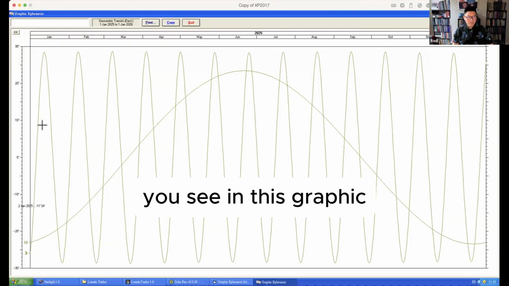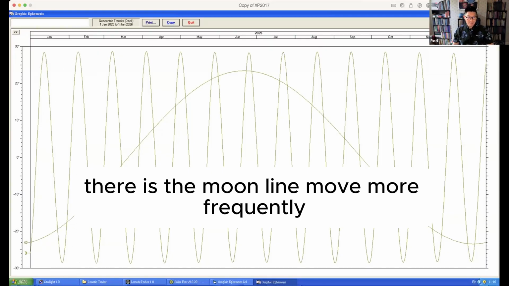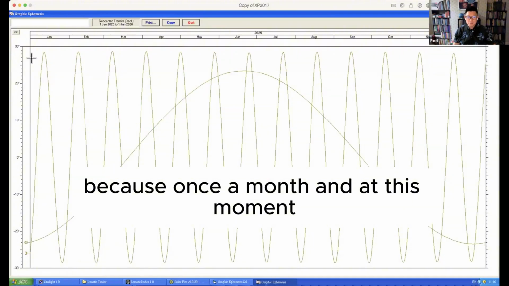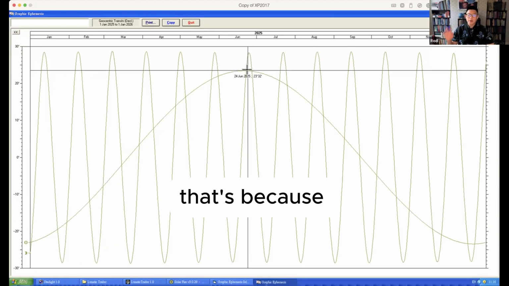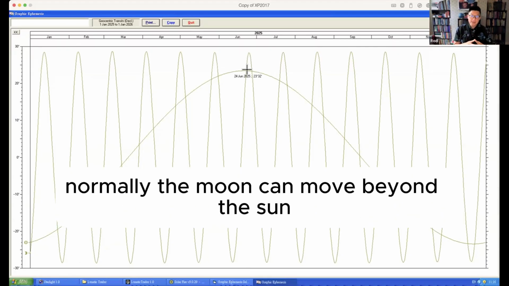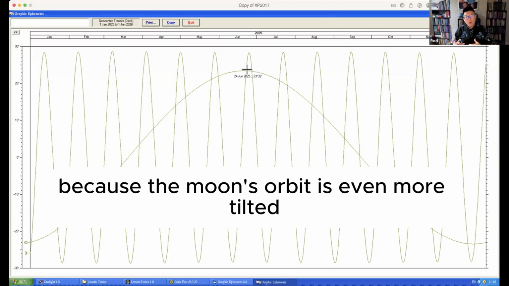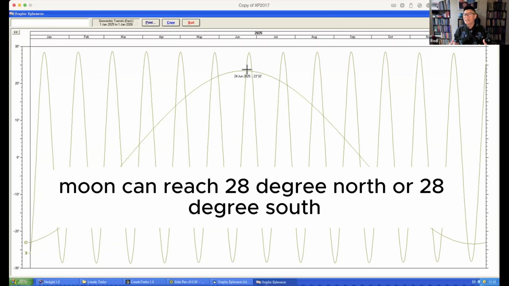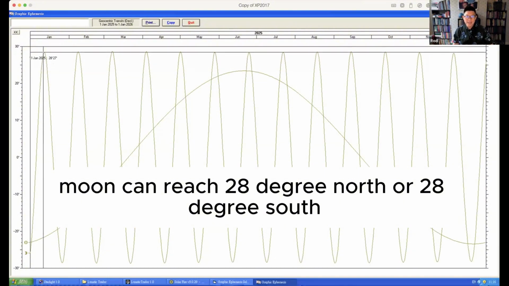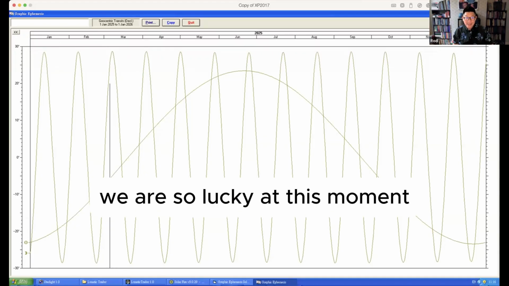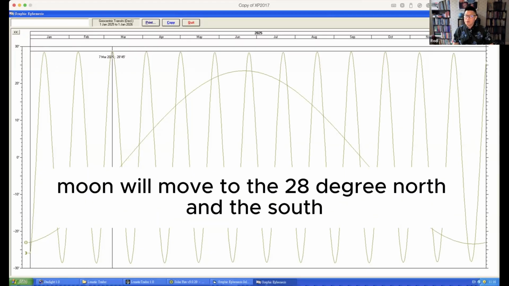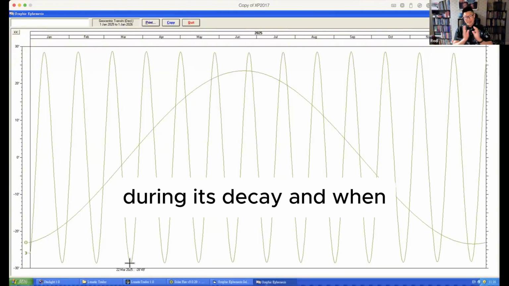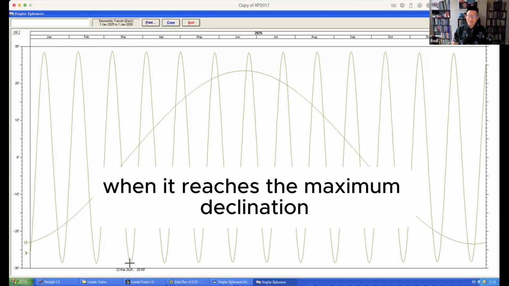For example, you see in this graphic the moon line moves more frequently, because it goes once a month. And at this moment, the moon can move beyond the sun. That's because the moon's orbit is even more tilted. The moon can reach 28 degrees north or 28 degrees south, and we are so lucky. At this moment, every month the moon moves to 28 degrees north and south, reaching its maximum declination.